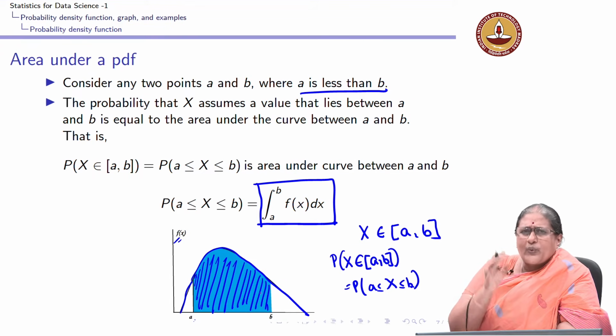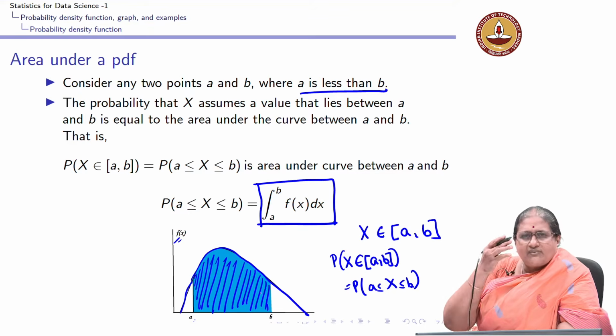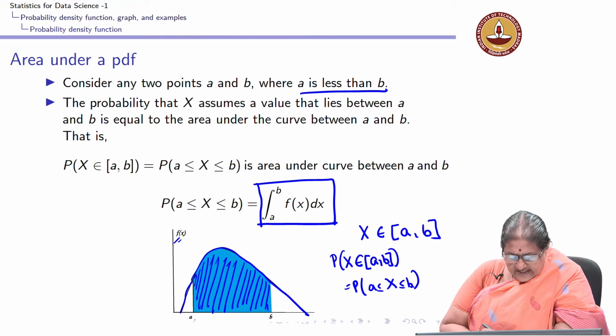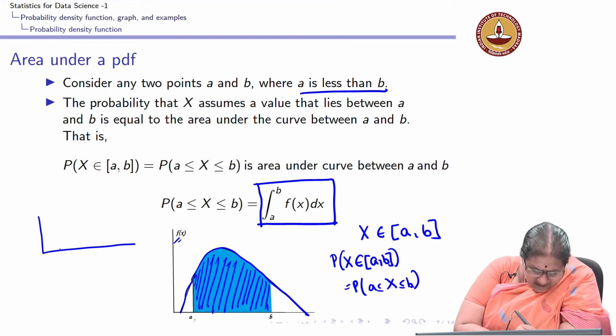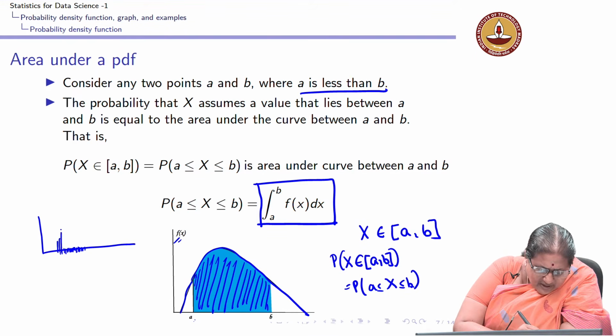A crude way to understand this, or an intuitive way to understand this, is to imagine that I have a random variable which takes values really between A and B with a particular probability mass function.